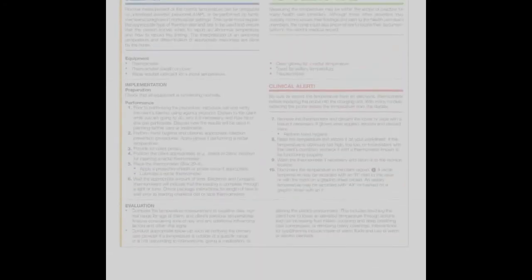Interprofessional practice. Measuring the temperature may be within the scope of practice for many healthcare providers. Although these other providers may verbally communicate their findings and plan to the healthcare team members, the nurse must also know where to locate their documentation in the client's medical record.